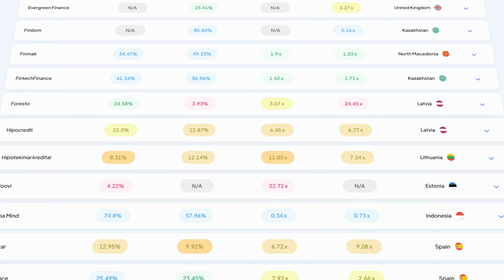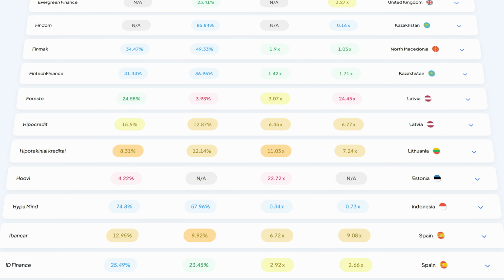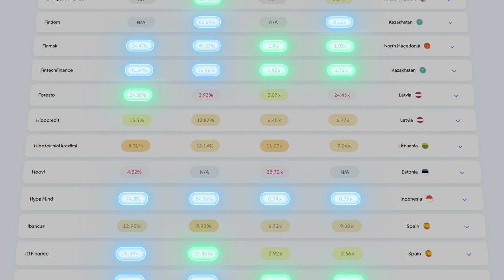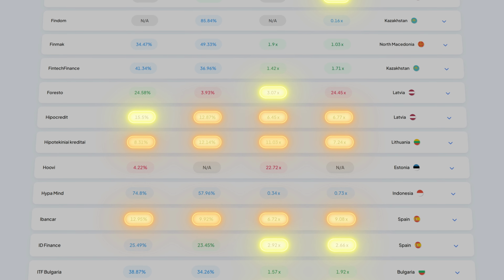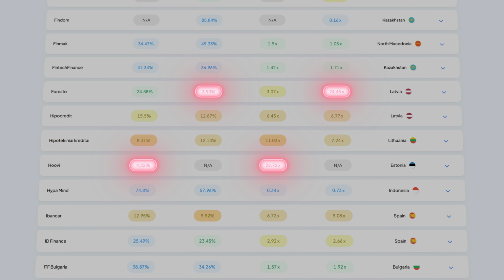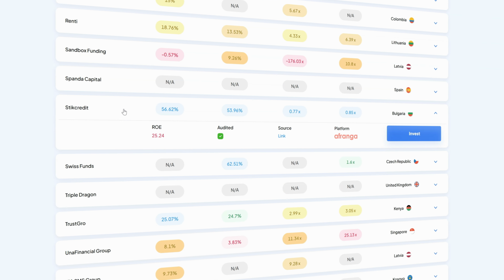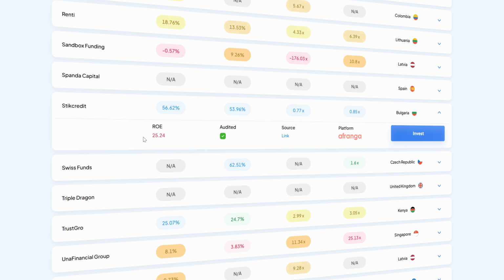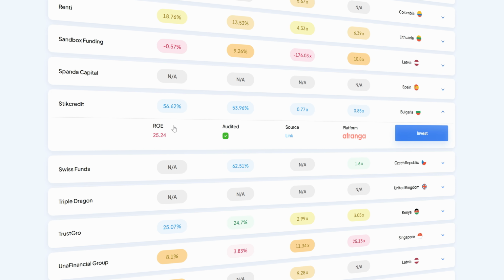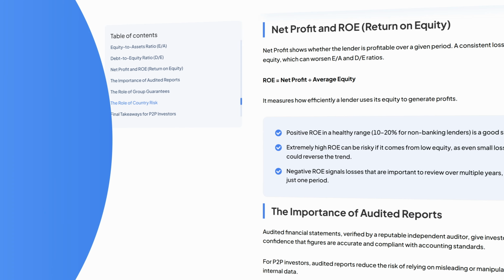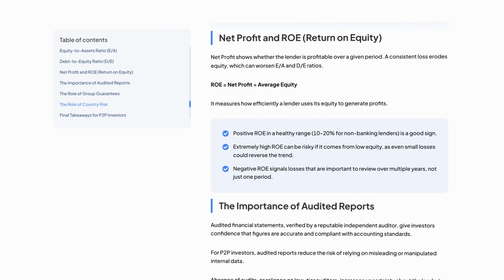To give you a quick overview of the risks, we have used a color scheme. Blue or green stands for lower risk, yellow and orange represents moderate risk, and red represents higher risk. If you click on the lender, you will be able to review additional information such as the return on equity ratio, which measures how efficiently a lender uses its equity to generate profits. You will find more information about it on the dedicated lender risk page.